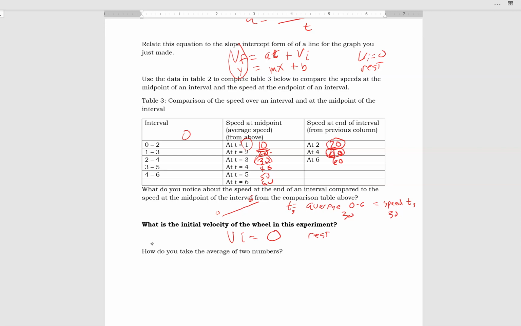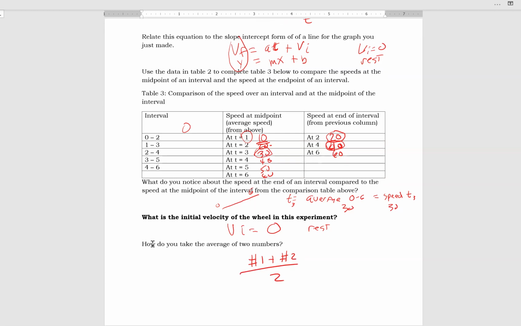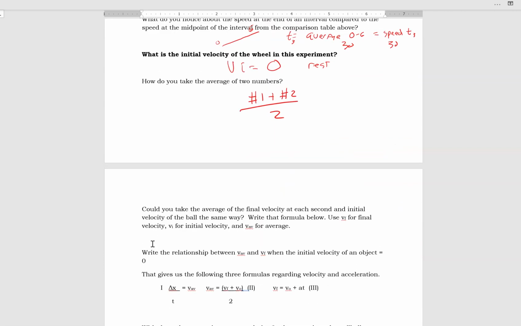Now, how do we take the average of two numbers? We take number 1 plus number 2 divided by 2. So can we relate that to the types of velocity that we have? We have the final velocity and the initial velocity. So we have final velocity plus initial velocity over 2. That should give us the average velocity. So if now my initial velocity is 0, I get V average is equal to VF over 2, or 2 times V average is equal to VF.